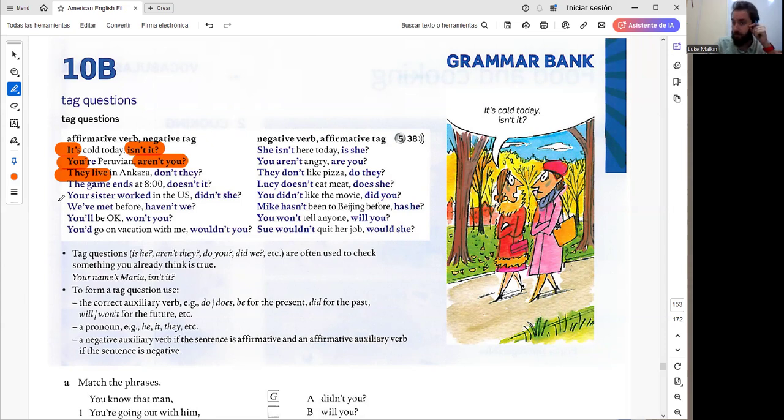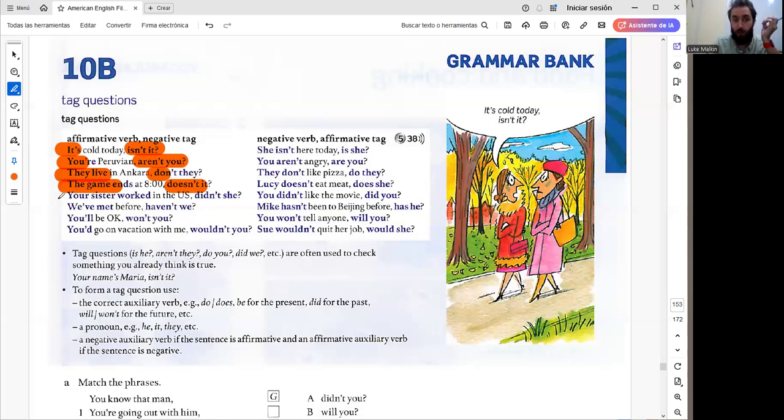They live in Ankara. What's the auxiliary? Well, we don't see the auxiliary in the present simple for positive sentences, but it still exists, right? Our auxiliary for the present tense is do and don't. So the first part of our sentence was positive, so our tag is negative. They live in Ankara, don't they? The game ends at 8 o'clock, doesn't it? The game is a thing, it's it. So the auxiliary is does, changed to negative, doesn't.